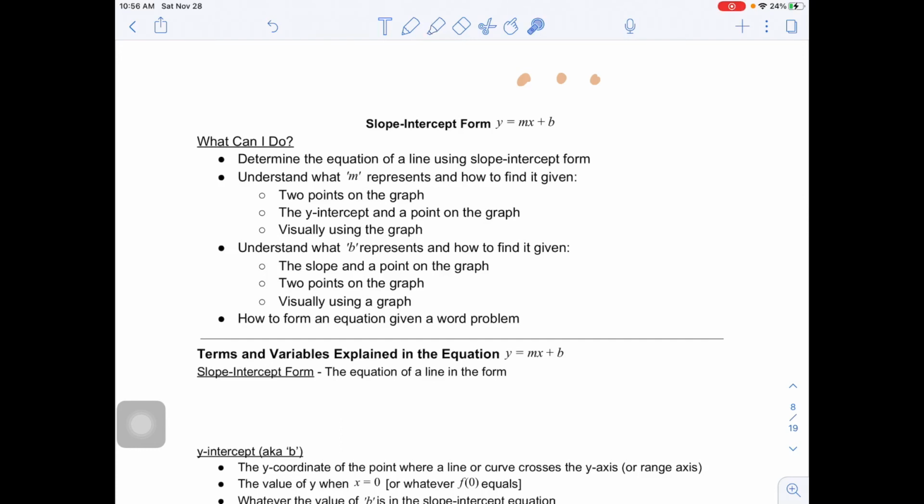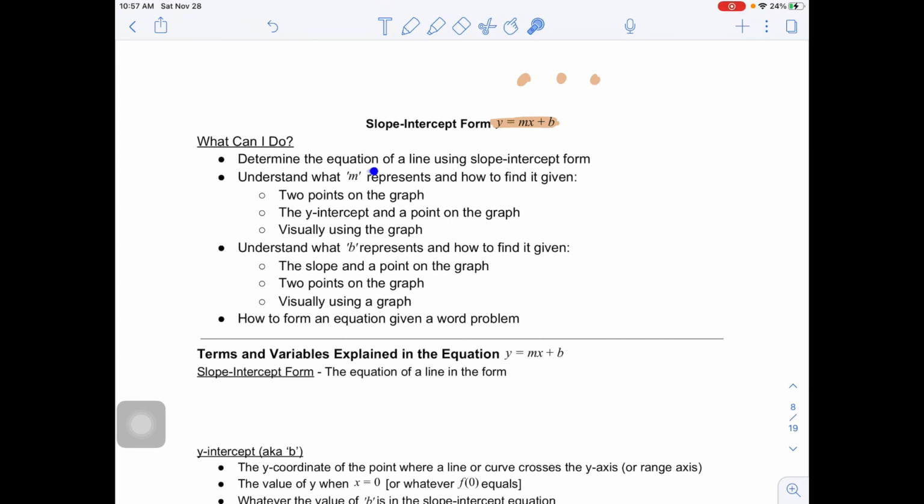Okay, now that we've learned how to find slope, we need to start learning how to create an equation given a graph or some information about a line. So in this first section, we're going to learn all about the form y equals mx plus b. Now, the things you have to be able to do with all this are represented here.